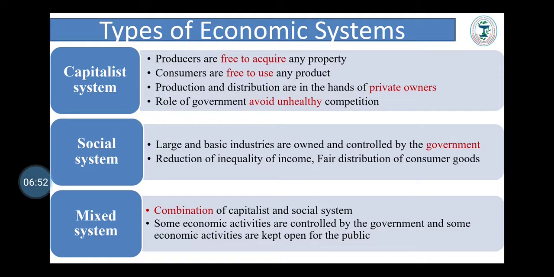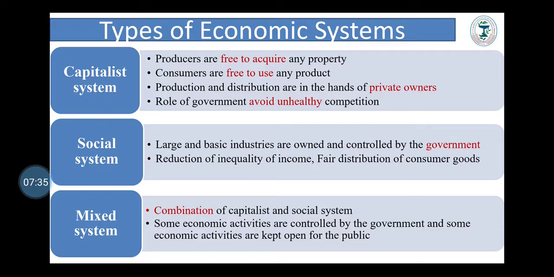There is also liberty to spend their income in any way consumers like. According to this system, the means of production and distribution are generally in the hands of private owners who operate them for earning profit. In this system, the role of government is to protect producers and consumers, to avoid unhealthy competition among producers and provide all the essential services to public economically. Next system, that is social system.